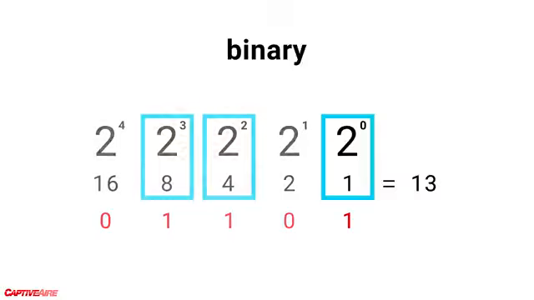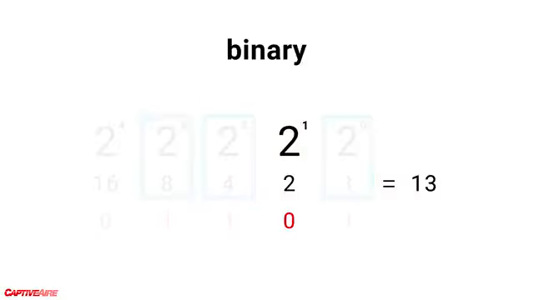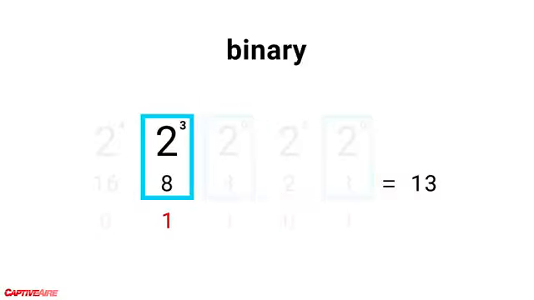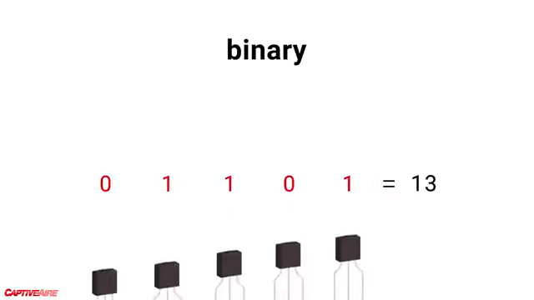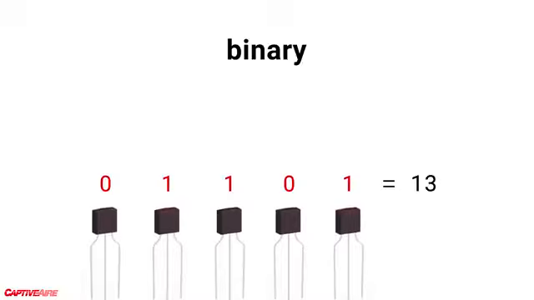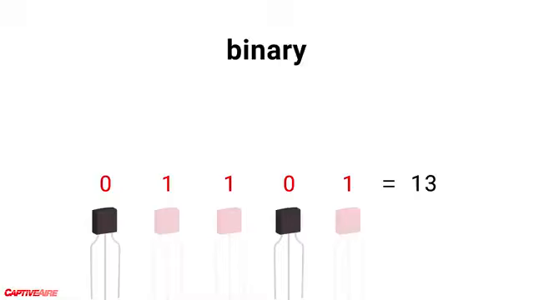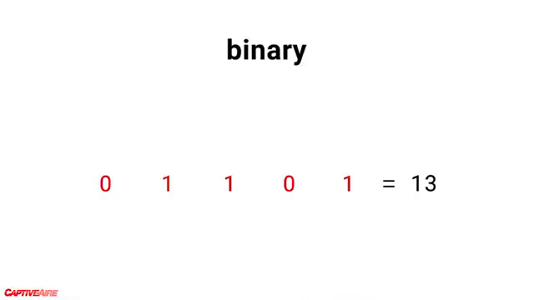Each one of these positions is a bit, since it carries one bit of information, be it a 1 or a 0. And each of these bits is operated by a transistor. A 1 is represented when voltage passes through the transistor, and a 0 when it does not. So now we're expressing 13 as a 5-bit number, using 5 positions, so to speak.